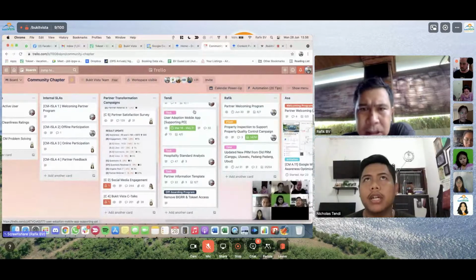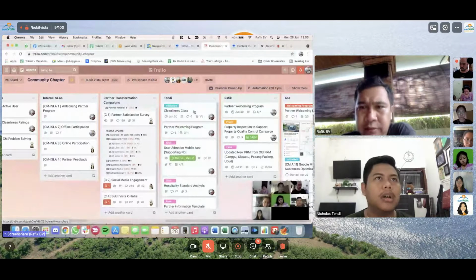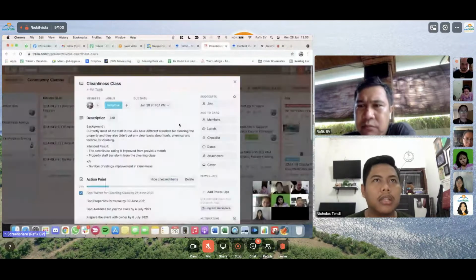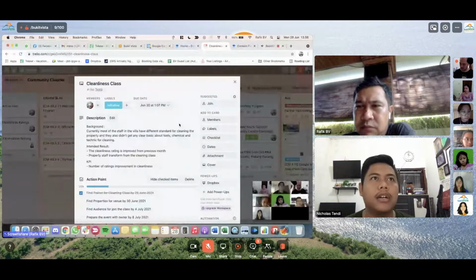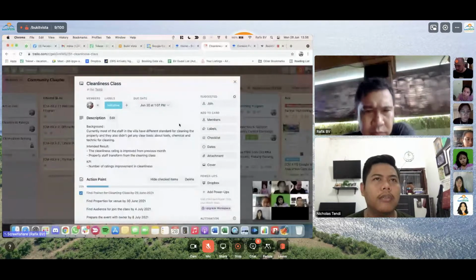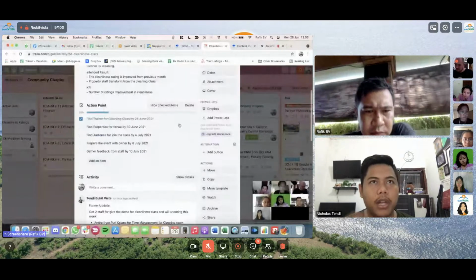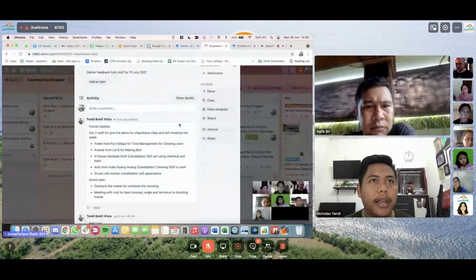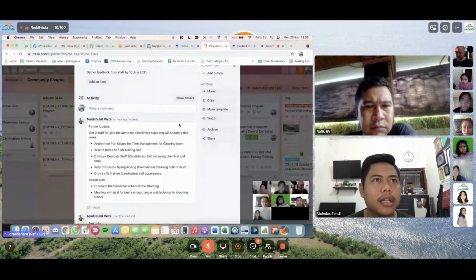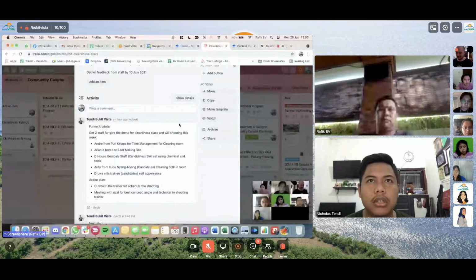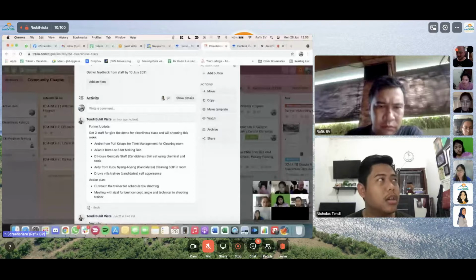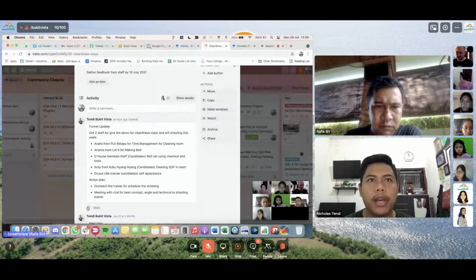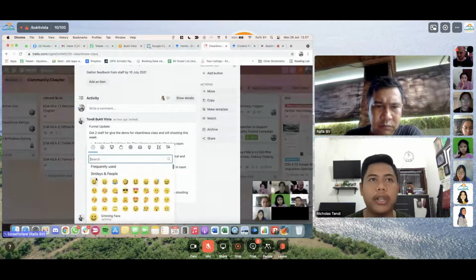Just on the first card for the cleanliness class. I have got two staff to do the cleanliness shooting this week. That's first Andre from the Pulau Kelapa, and then Arianta with the Lot 6. I would like to contact the host Gembala staff for the skill set using the chemical and tools, because they have good reviews for the cleanliness, so maybe I need one of the partner managers in Jogja to help with that.